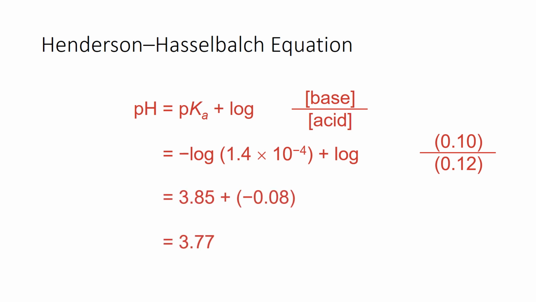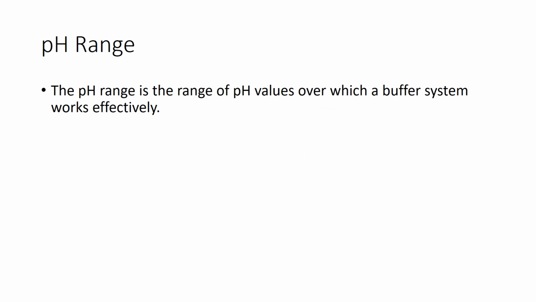As you try it, make sure this makes sense. So the pH range is the range of pH values over which a buffer system works effectively. It is a range that is compared to the performance of a buffer. Very, very important to take note of that.